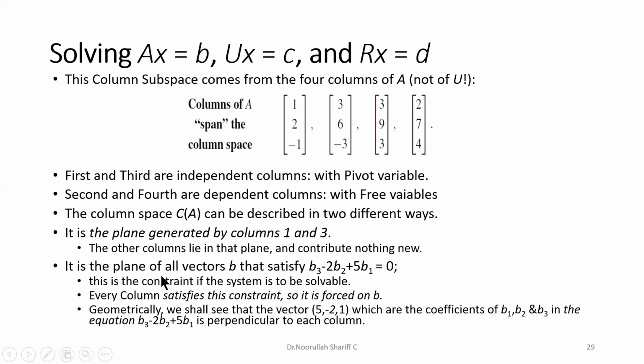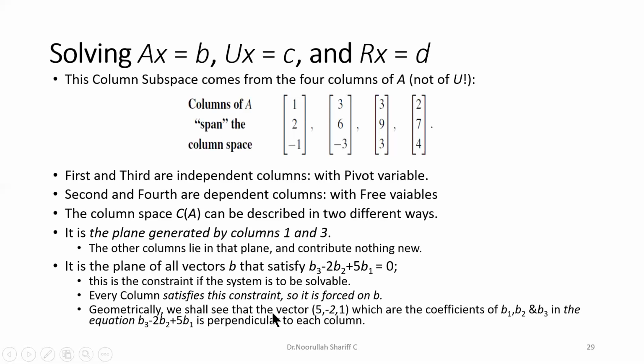The column space can also be described in another way, which is that it is a plane of all vectors B that satisfy the condition B3 minus 2B2 plus 5B1 equal to 0, for the sake of consistency of the equations. This is the constraint if the system is to be solvable, which gives us the consistency of the equation. Every column satisfies this constraint, so it is forced on B. So B should satisfy this. We should choose B1, B2, B3 such that this equation is satisfied.